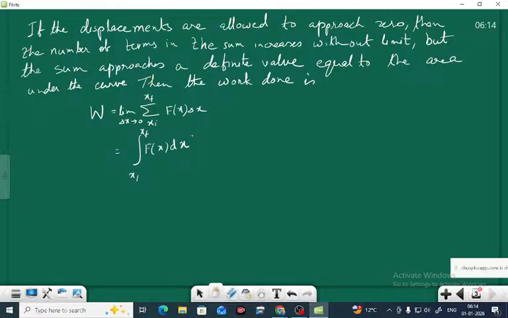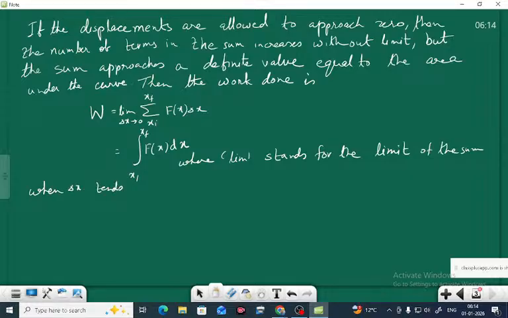And here lim stands for the limit of the sum when del x tends to 0. So you can find the work done for a variable force.